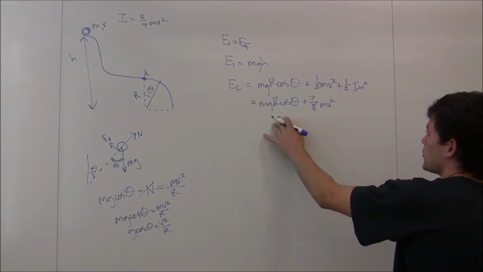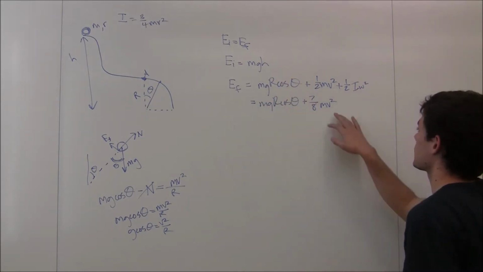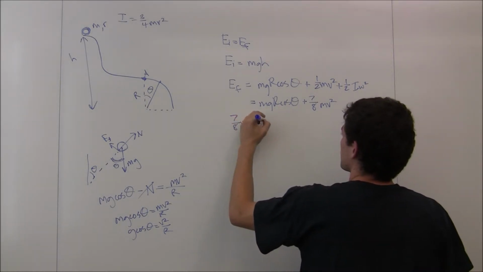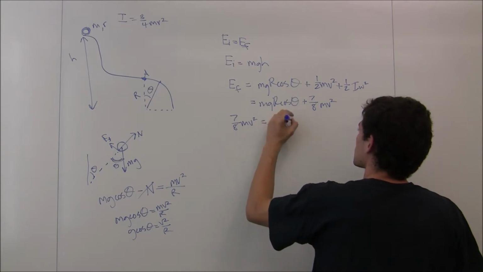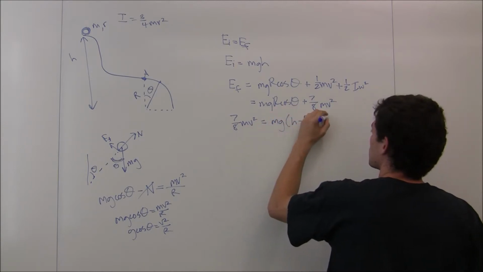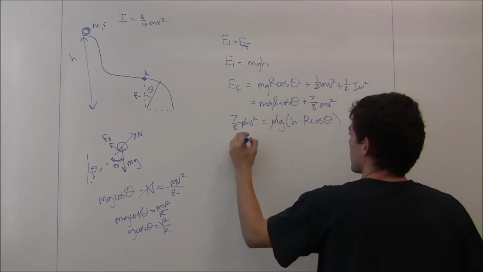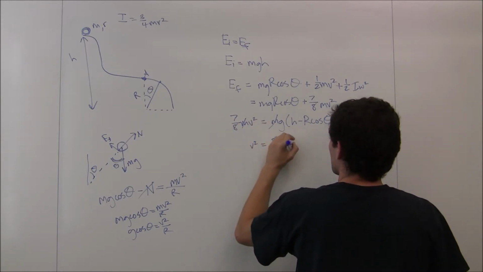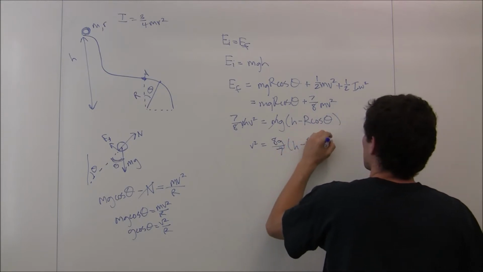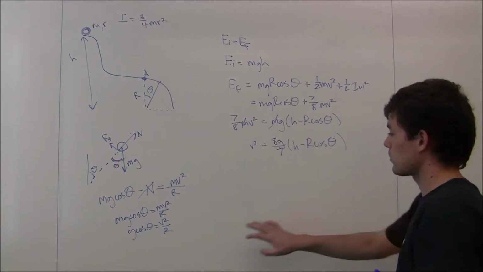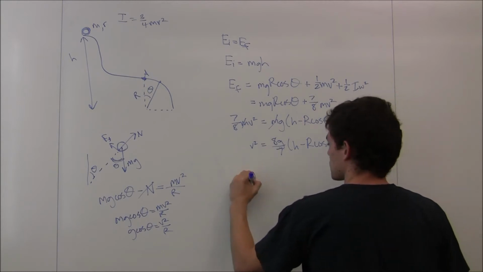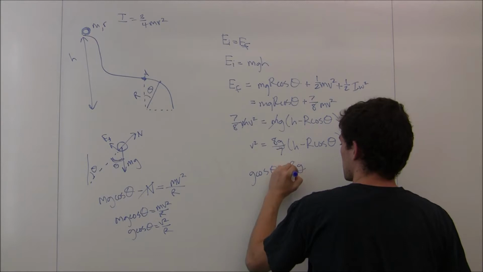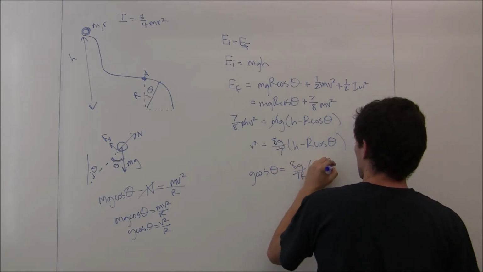So now we can use these two equations, set them equal to each other, and solve for v squared. We get 7/8 mv squared equals mg times (h minus r cosine theta). The m's are going to cancel out, and we get v squared is equal to 8g over 7 times (h minus r cosine theta). Now plugging that in over here, we get g cosine theta is equal to 8g over 7r times (h minus r cosine theta).